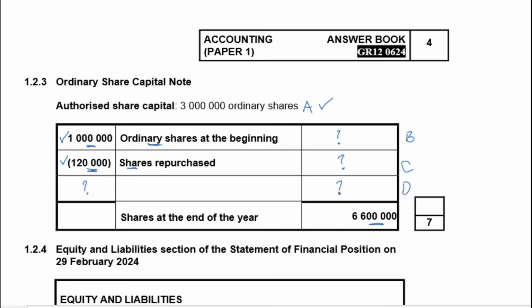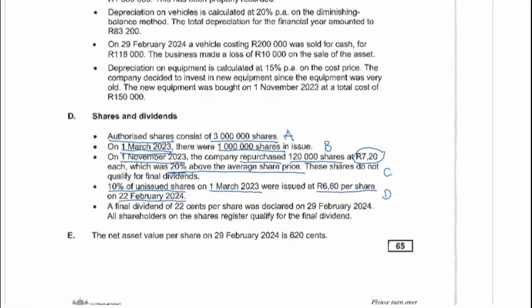The entry will state: shares issued at 6.60 Rand. Because the number and the value of the shares is not given, we will have to calculate both figures.